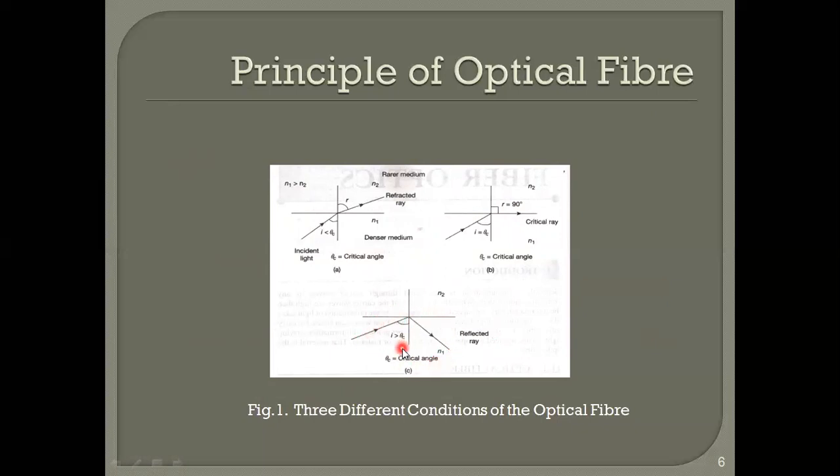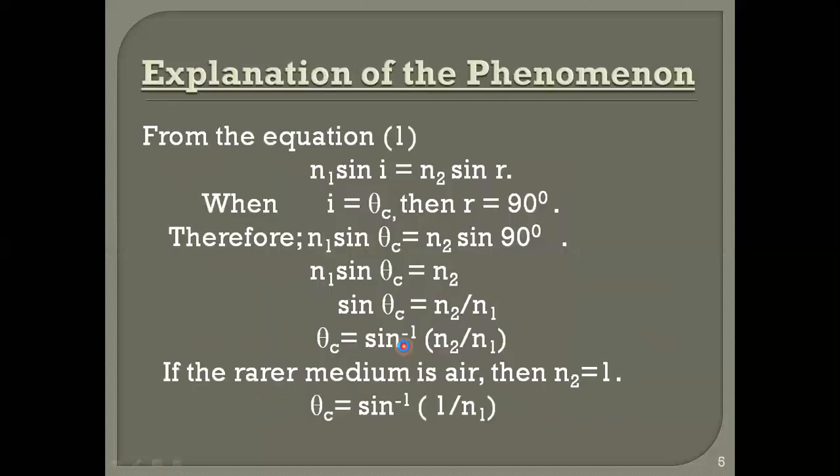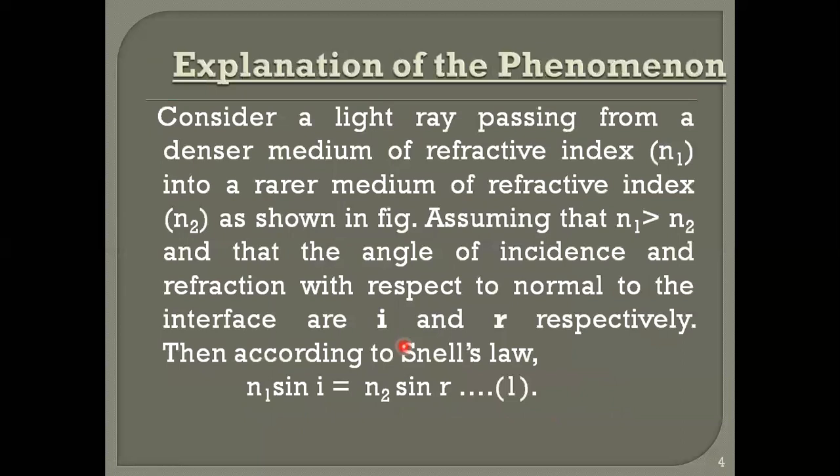So the two conditions for total internal reflection are that the light should travel from denser medium to rarer medium, and the angle of incidence should be greater than the critical angle. As we have already seen, N1 is always greater than N2, that is, the refractive index of the denser medium is greater than that of the rarer medium. I and R are the angle of incidence and refraction respectively. Then by Snell's law, N1 sine I is equal to N2 sine R.